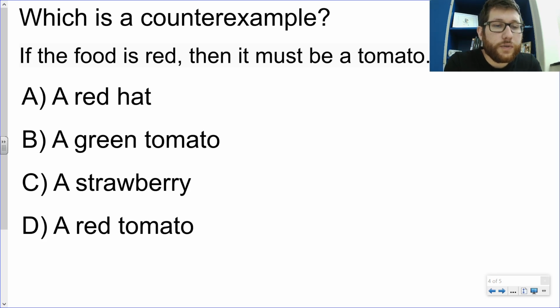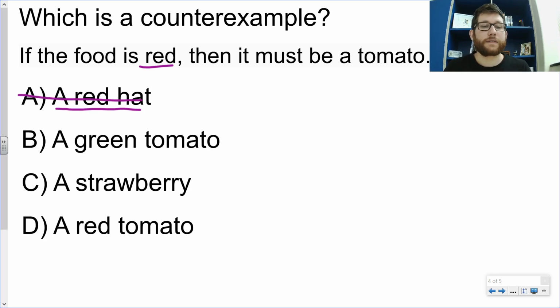Let's look at this first one, a red hat. It is red, but is it a red food? No. So my hypothesis is not true, so I don't even have to think about it, because we're not talking about hats. We're talking about food. If the hypothesis isn't true, that's like bringing up something from all the way over here. It's like comparing LeBron James to a football player. We're not talking about the same thing. We have to make sure we're talking about the same thing. That's why the hypothesis has to be true.